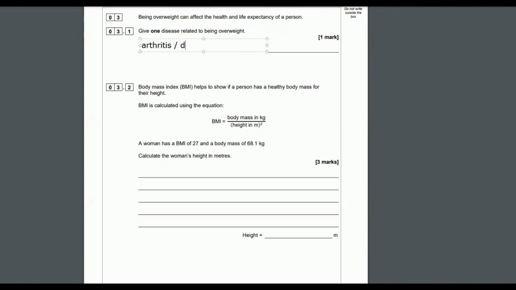You could get diabetes. Now, the exam board would prefer you to say type 2 because that's the one that is influenced more by our environment. We could also get heart disease, or if you want to be more technical, you could say coronary heart disease. But those are just some of the diseases that you should know off by heart are caused by being obese or overweight. Right, let's look at the next question.